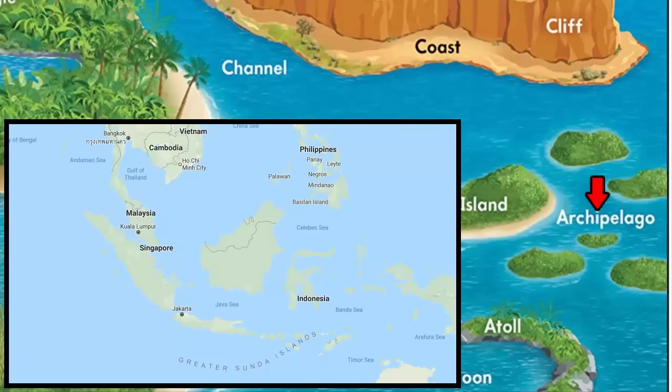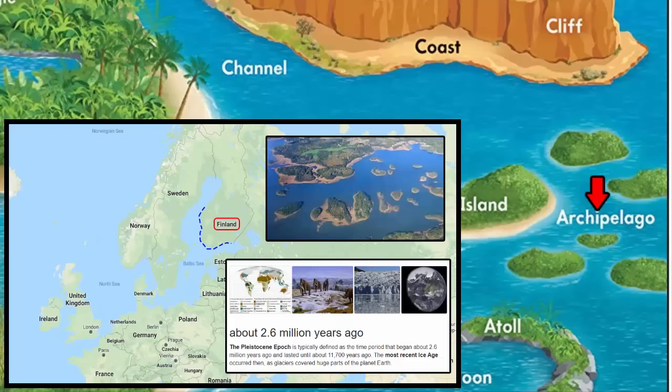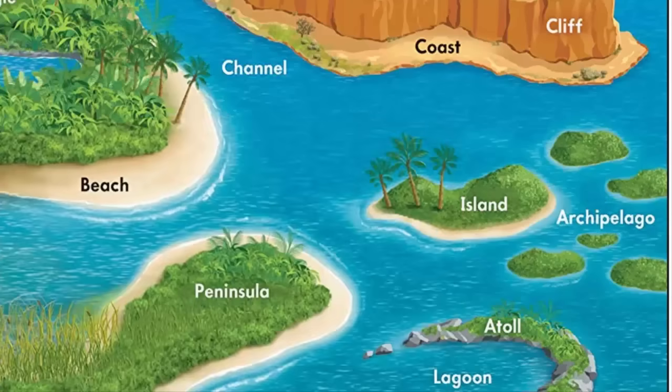Thousands of islands of Indonesia and Malaysia are a part of the Malaya archipelago. At least some of these islands and the straits that separate them were part of mainland Asia during the last ice age. Then Finland's coast has world's largest archipelago, which are part of the Baltic Sea. They also emerged after the last ice age.